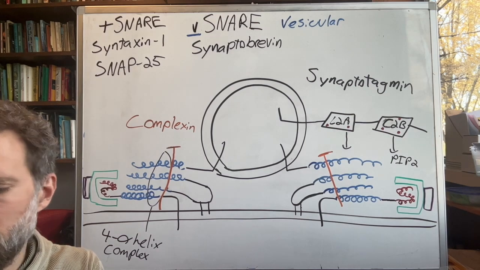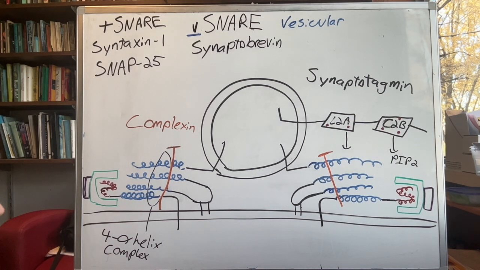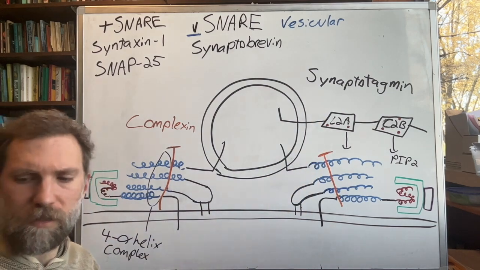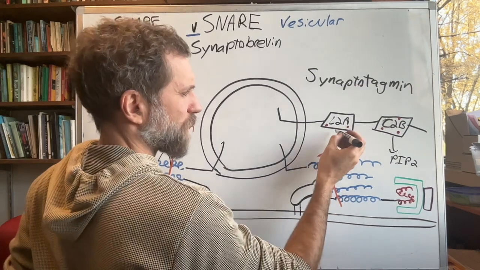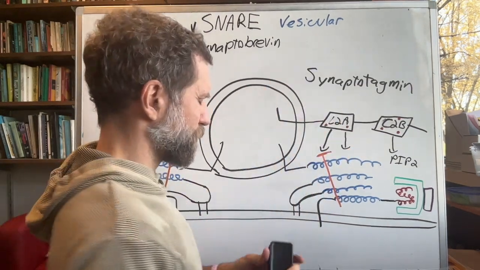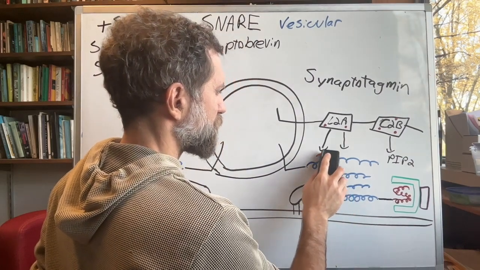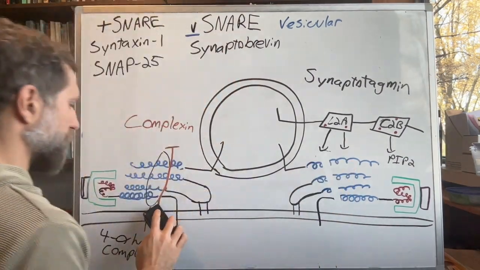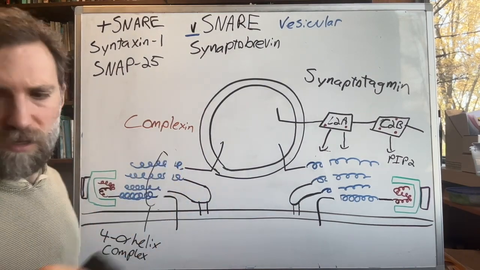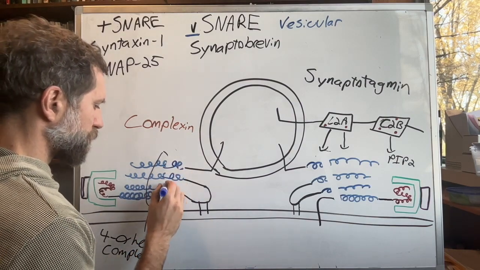And there's one more thing, perhaps the most important aspect of this mechanism, is that synaptotagmin also interacts with complexin. And basically what it does is it frees up our alpha helix SNARE motifs so that they can fully zipper together.